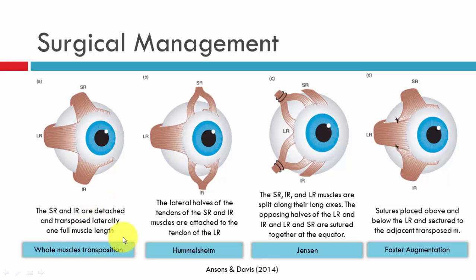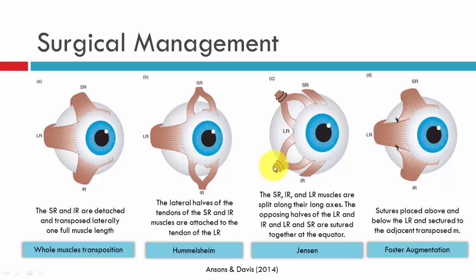Here we have the whole muscle transposition, where we see the superior rectus is transposed 1 full muscle length towards the lateral rectus, and the inferior rectus also transposed. This will allow the eye to be able to abduct. Here we have the Hummelsheim procedure, where the superior rectus is halved and the lateral half is transposed towards the lateral rectus. And here again, inferior rectus is halved and transposed to the lateral rectus.